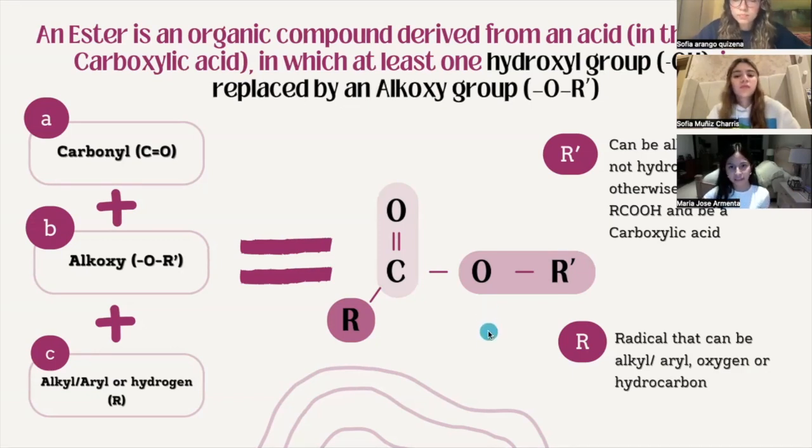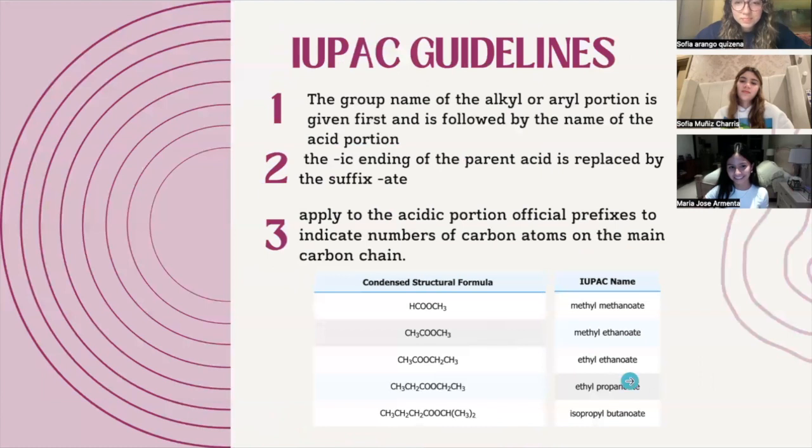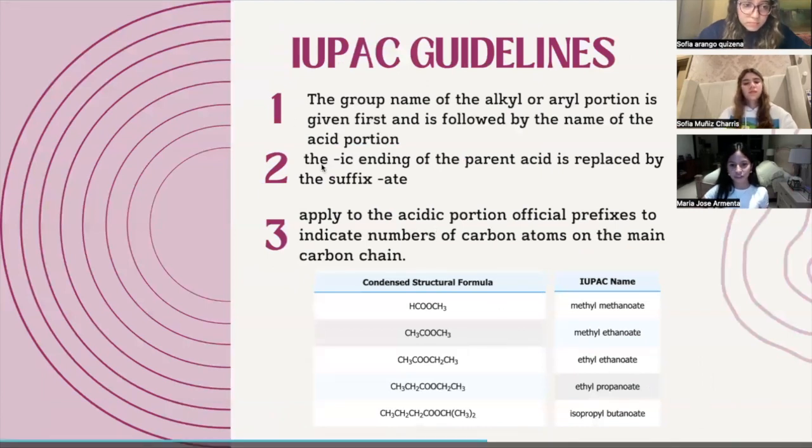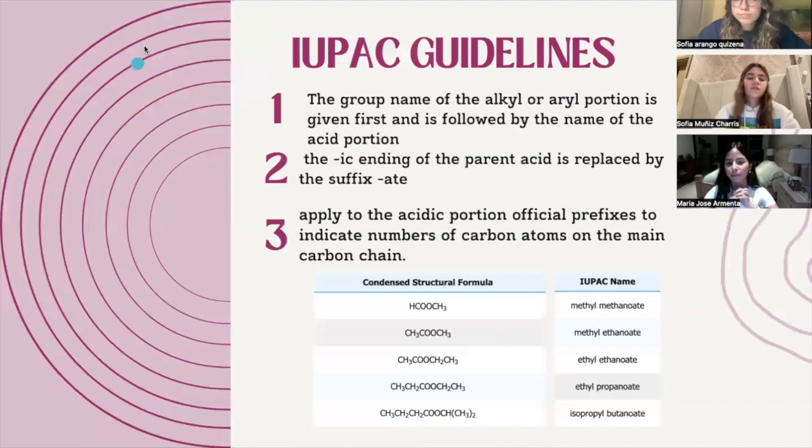Now, as with carboxylic acids, we must also give it a nomenclature so that all chemists can understand each other all around the world. These rules are rather simple. The group name of the alkyl or the aryl group portion is given first and is followed by the name of the acidic portion. The group name of the alkyl or aryl group is unchanged. It stays the same, and if we study alkyls or aryls, we know that they have the same termination, that is the YL.